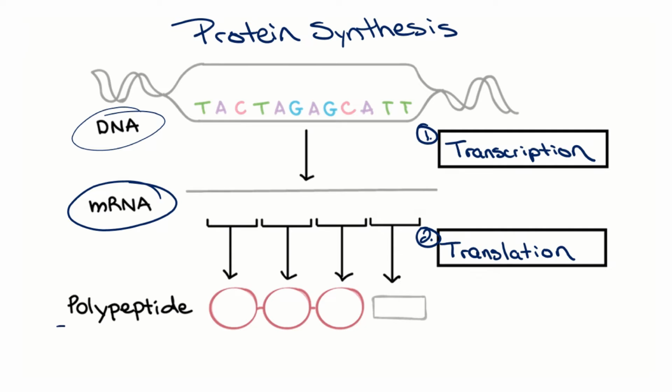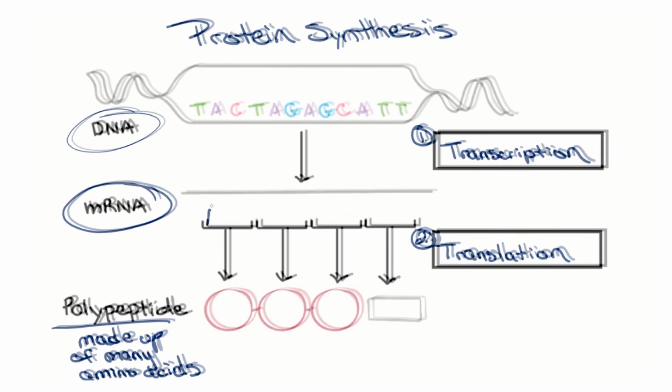Okay, now this polypeptide, remember, is made up of many amino acids. All right, so let's look at this example. Now, remember, DNA and mRNA are complementary. The only difference is that you do not have any T's in mRNA. Instead, you have U's. So let's look at what the complements are.